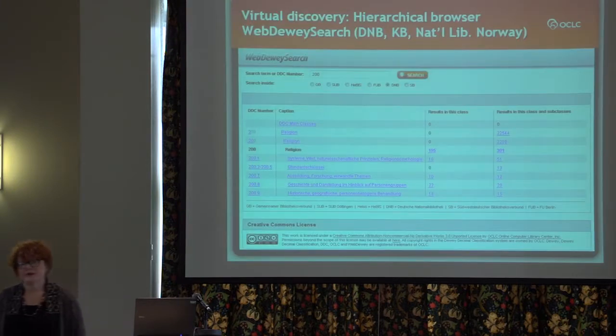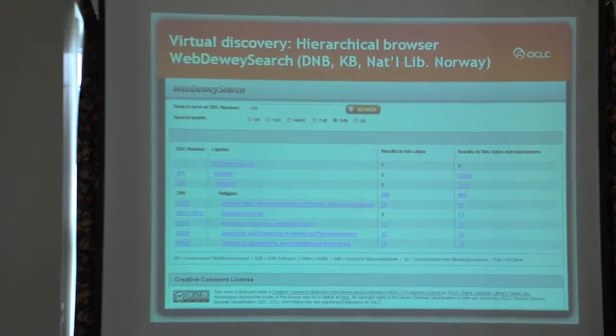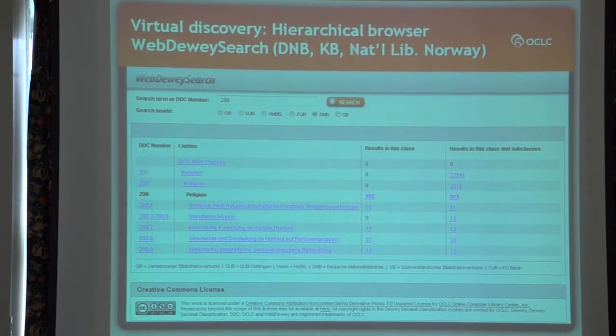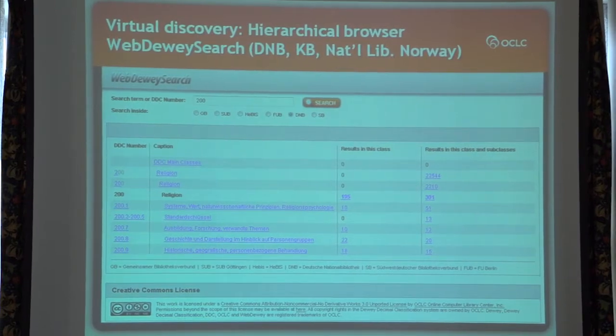Here's another virtual discovery tool. The Germans have had since 2005 something called Melville Search. That's a hierarchical browse of catalogs. And they wanted a similar thing as they're moving to the new MARC XML environment. And so did the Norwegians and the Swedes.